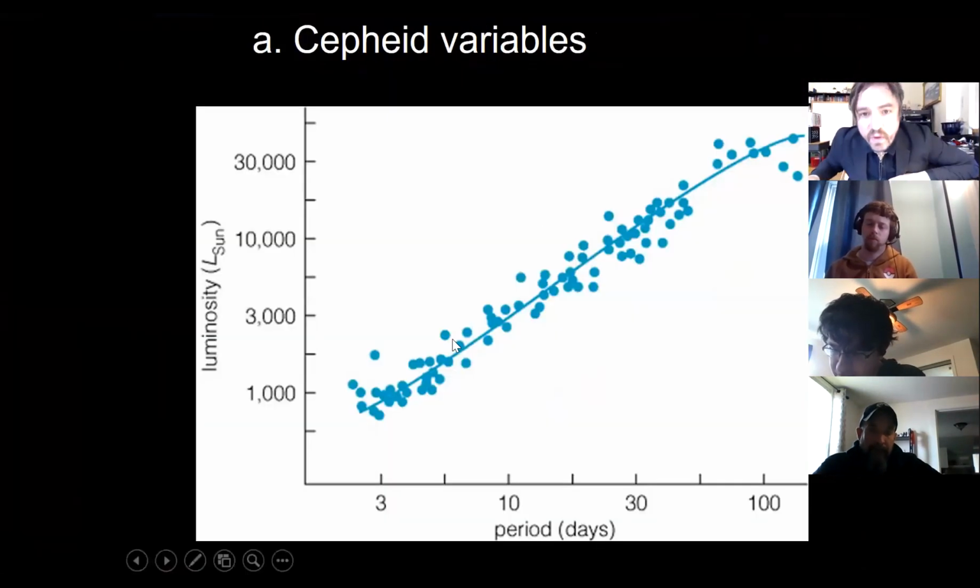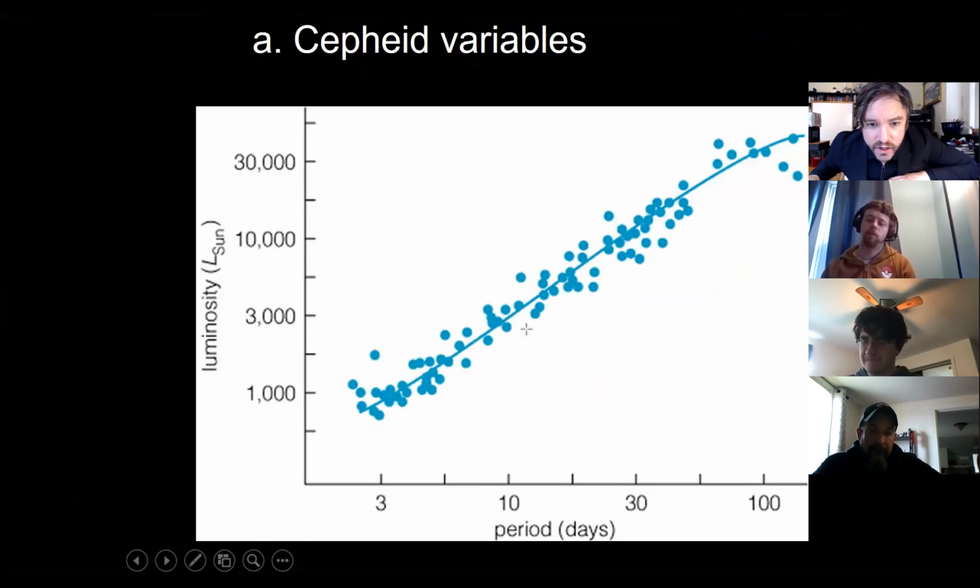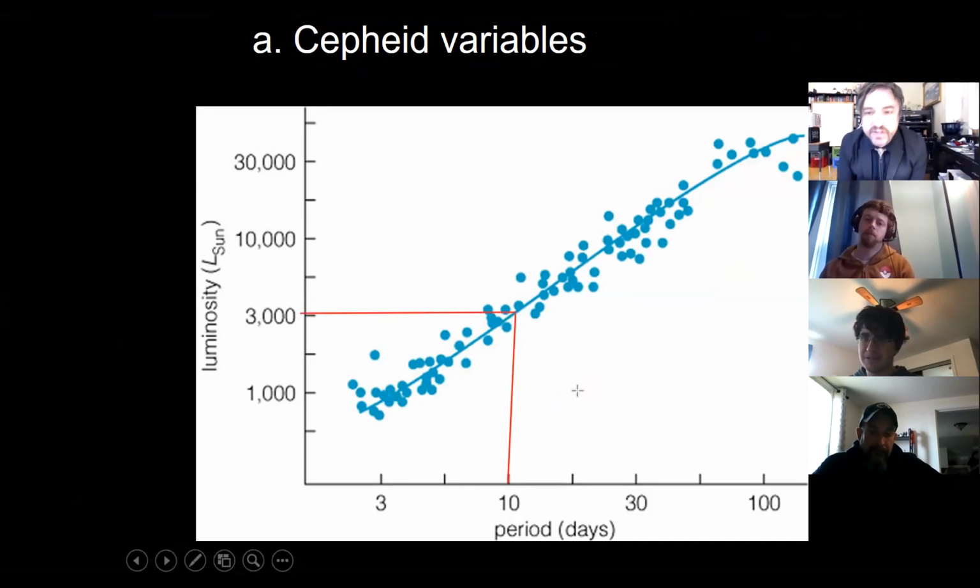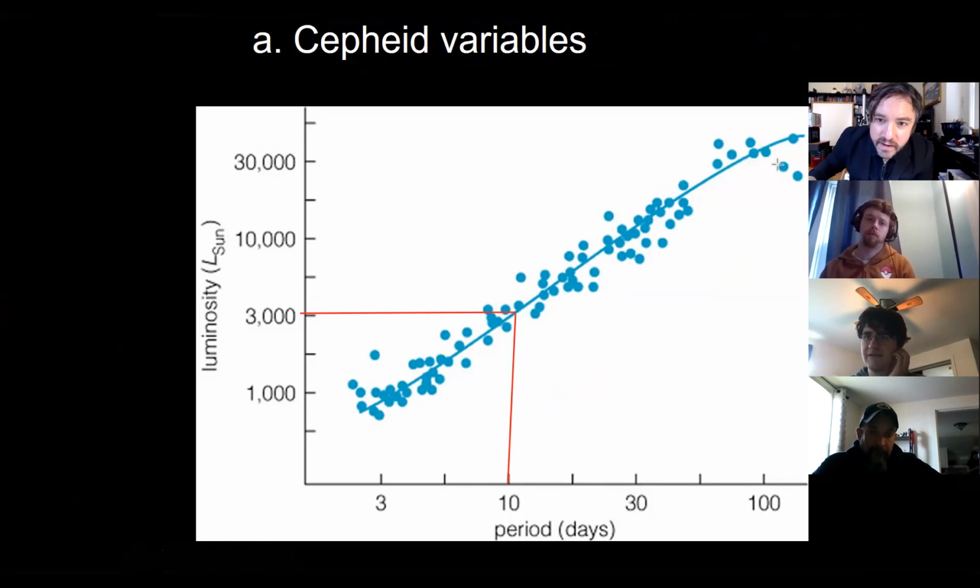The idea is that once you have Henrietta Swan Leavitt's period-luminosity relationship, you can find a variable star with a period of 10 days. You can use her graph to go up to a star with a period of 10 days and then go over, and that allows you to measure the luminosity of a star, or infer the luminosity of a star, because there is a tight correlation in the period-luminosity relationship.